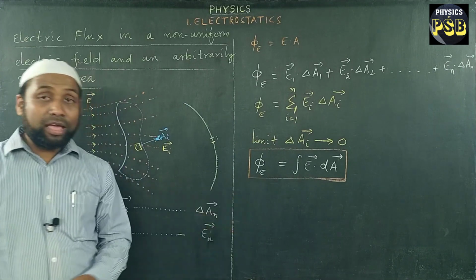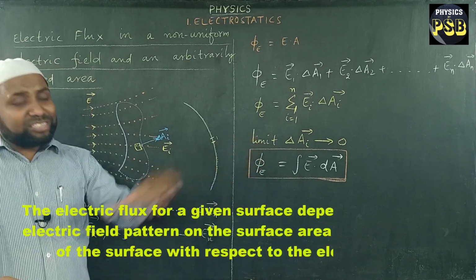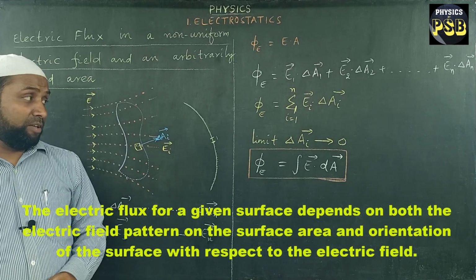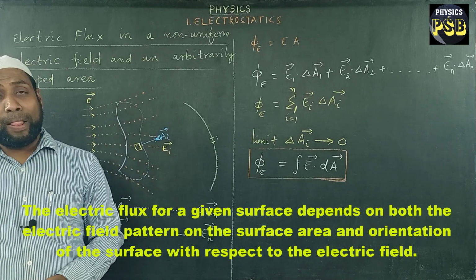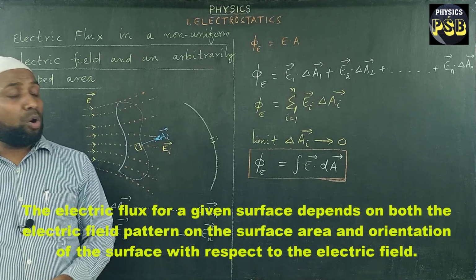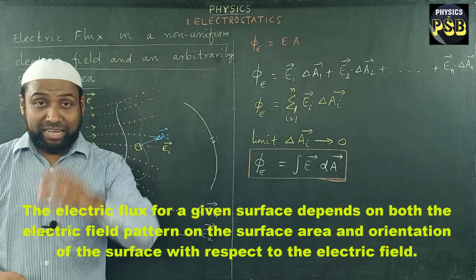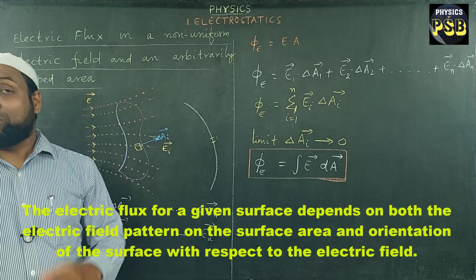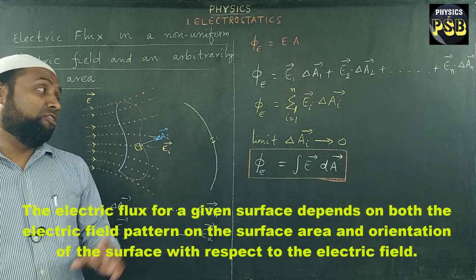Now, what does it say? From this we understand that the electric flux for a given surface depends on the electric field pattern on the surface, the area, and the orientation of the surface with respect to the electric field.